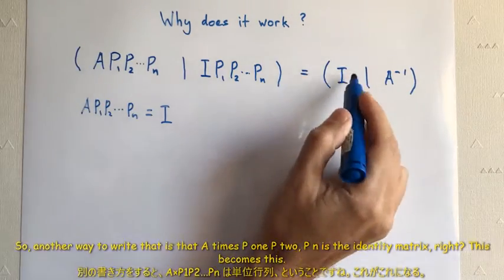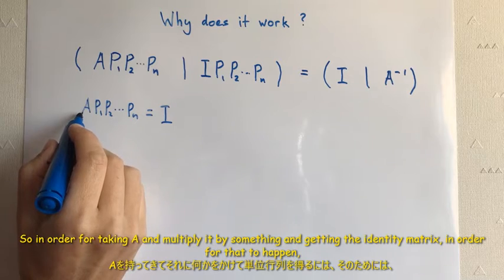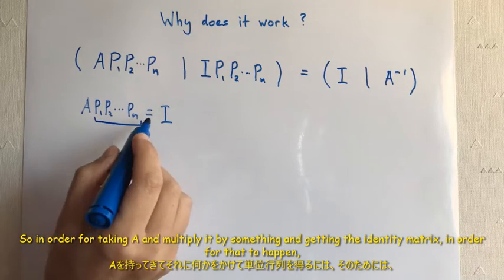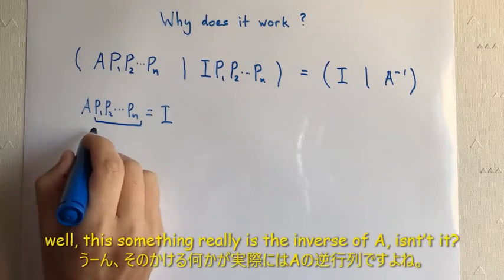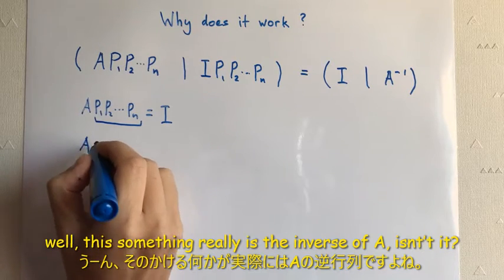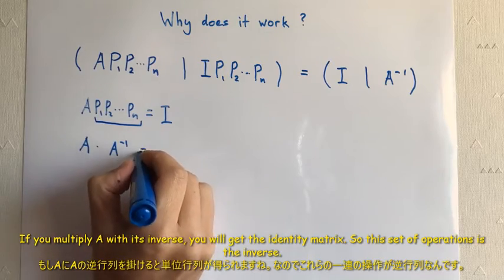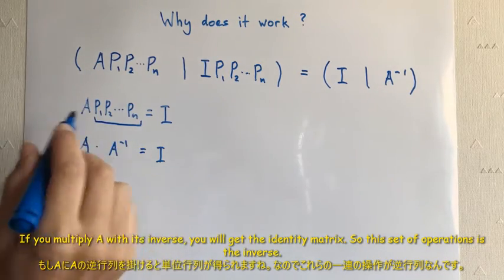This becomes this. So in order for taking A and multiplying it by something, and then getting the identity matrix, in order for that to happen, well, this something really is the inverse of A, isn't it? If you multiply A by its inverse, you get the identity matrix. So this set of operations is the inverse.